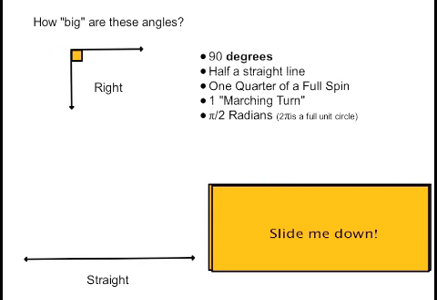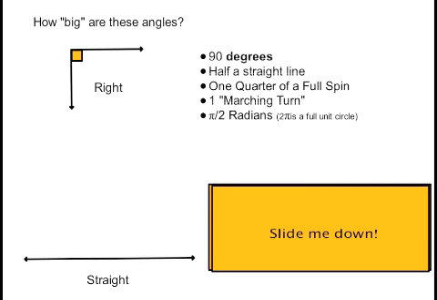So something smaller than this size is less than 90 degrees. Something larger is bigger than 90 degrees. We could also say it's half a straight line. We could measure everything in terms of straight lines, and this is half a straight line. We can say it's 1/4 of a full turn. If you're going to turn all the way around, spin around, what most people call a 360, you could do 1/4 of that. You can also talk about marching turns, like right face, left face.